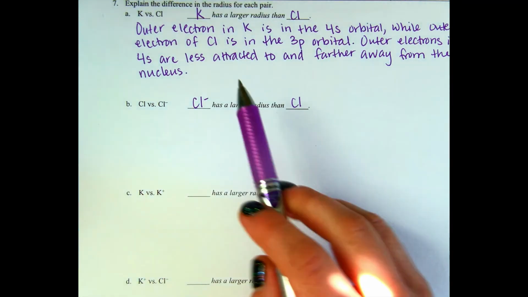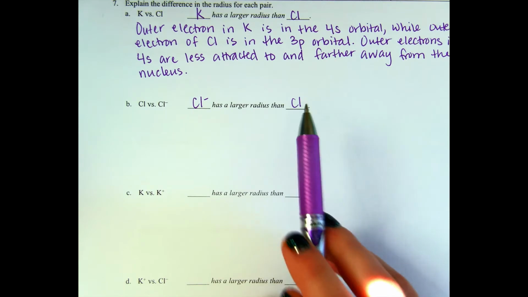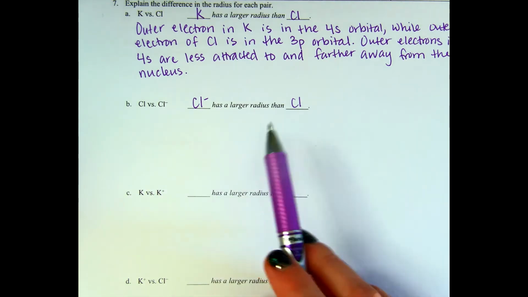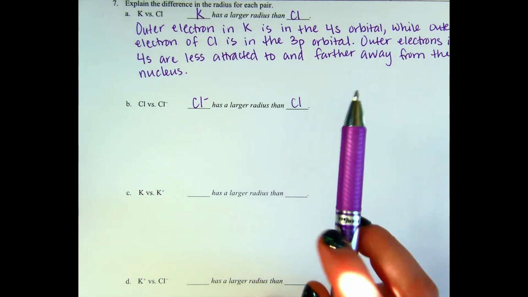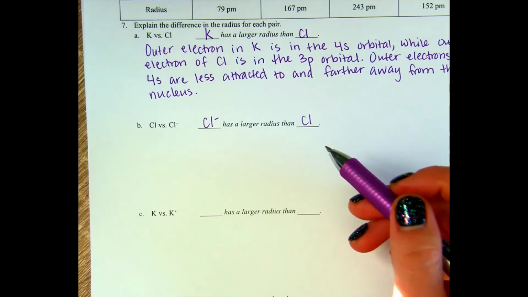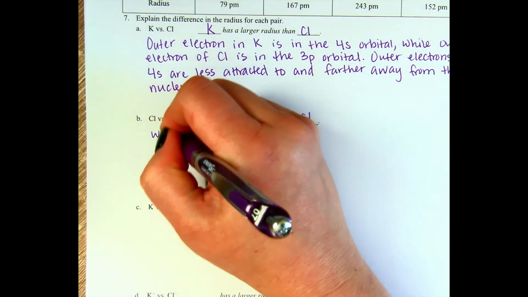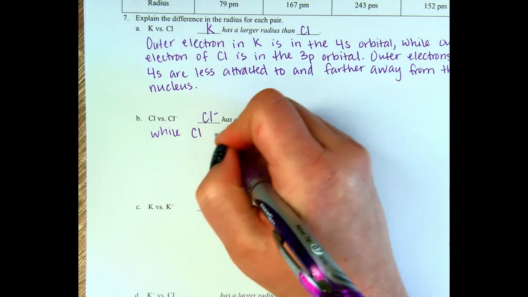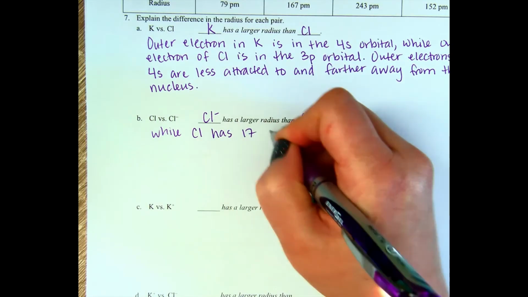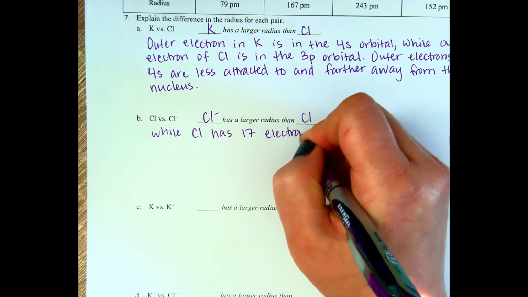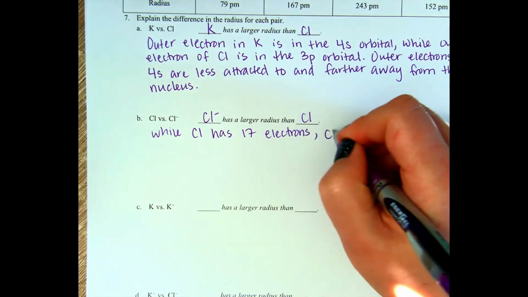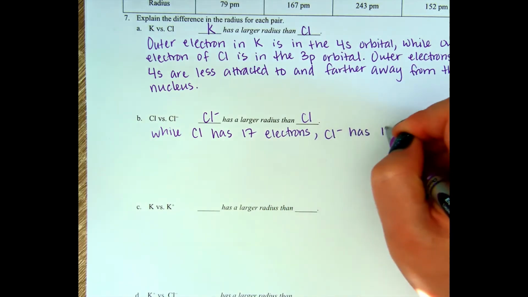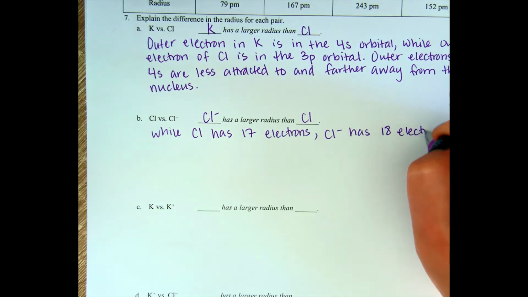So both chlorine and chloride then have 17 protons, so that really doesn't have anything to do with it. But while chlorine has 17 electrons, chloride has 18. So let's write that down. So while chlorine has 17 electrons, chloride has 18 electrons.